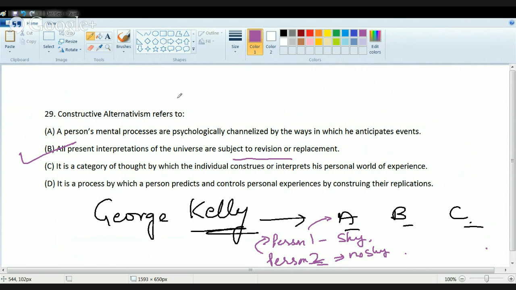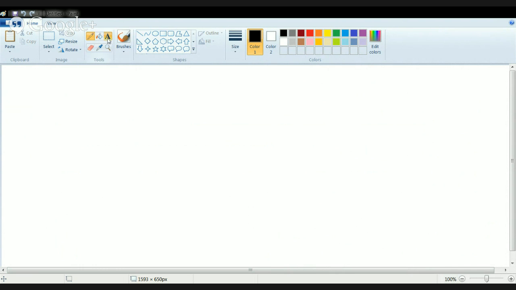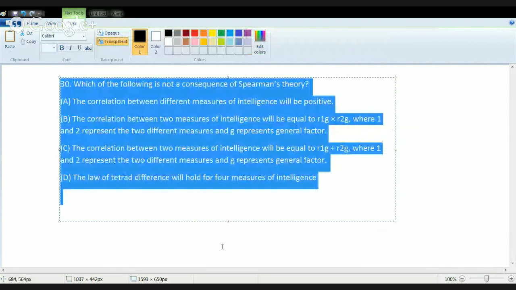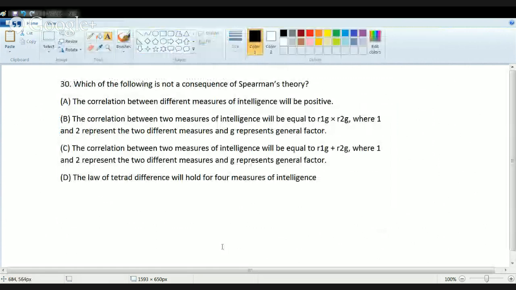Now the final question for today is about Spearman's theory of intelligence. Which of the following is not a consequence of Spearman's theory? Now, first let's understand the concept of Spearman. So Spearman tried to correlate different measures of intelligence and he said that the correlation among the different measures of intelligence 1, 2, 3 and 4 are positive. That's the first thing he said.